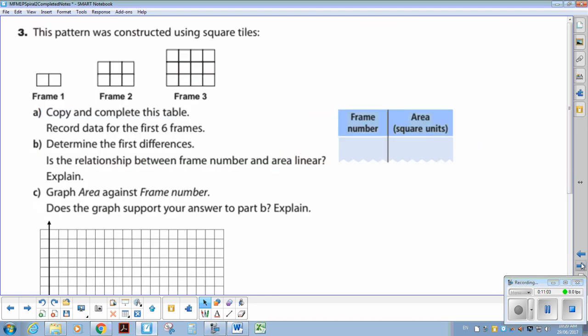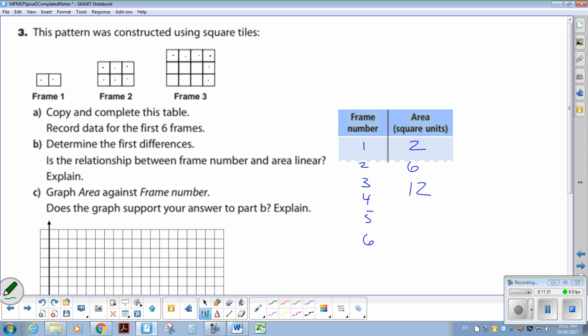So moving into our final example, this pattern was constructed with square tiles. Copy and complete the table recording the first 6 frames. So we'll fill it in over here, 4, 5, and 6. So we want to do frame and area. The first frame had an area of 2. The next one, 1, 2, 3, 4 by 1, 2, 3, so it's a 12.